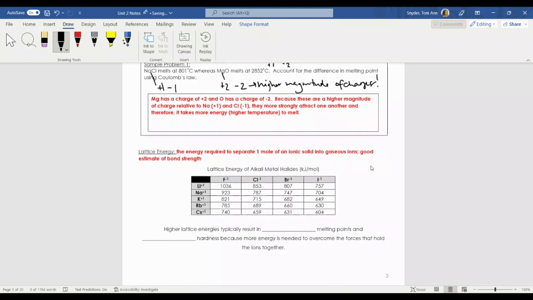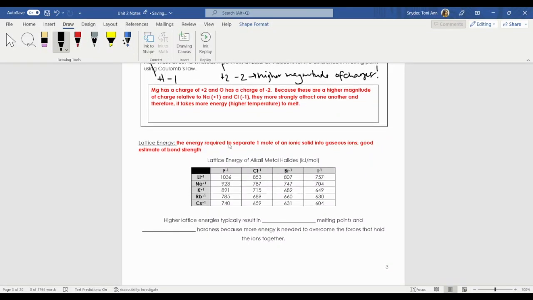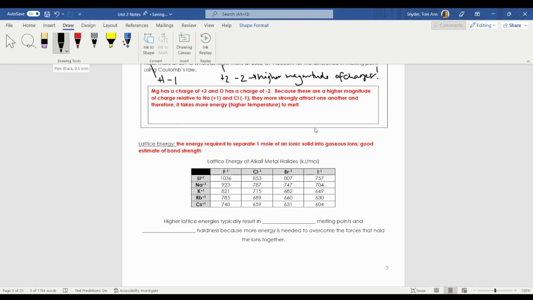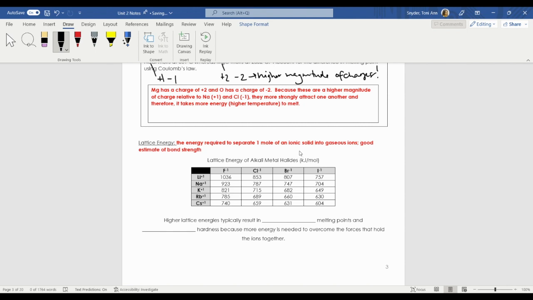So like I told you, I did this before and I didn't even bother to get rid of the definition for lattice energy. But lattice energy is the energy required to separate 1 mole of an ionic solid into gaseous ions. So let's say I have NaCl, solid. And if I break that up into its ions, into gases, Na plus 1 and Cl minus 1, it takes so much energy to do that. And that energy is what we call the lattice energy, okay?